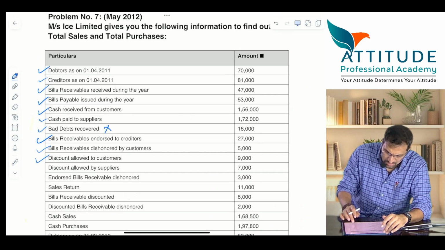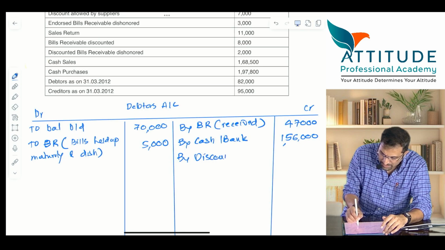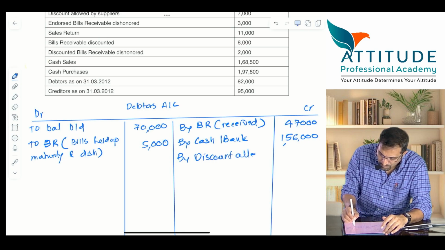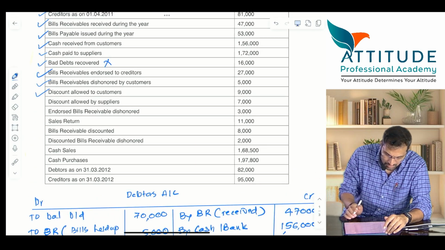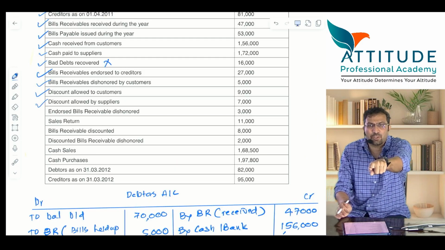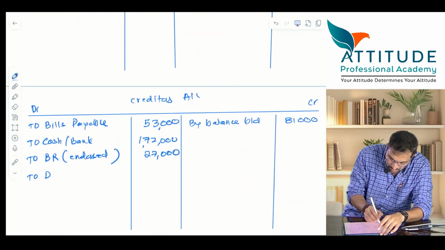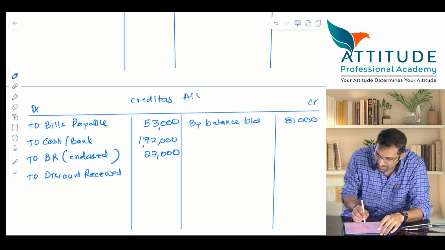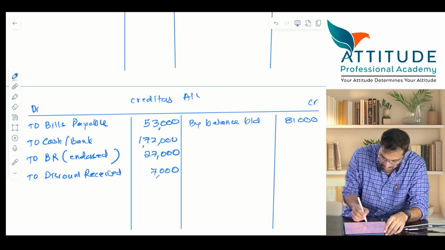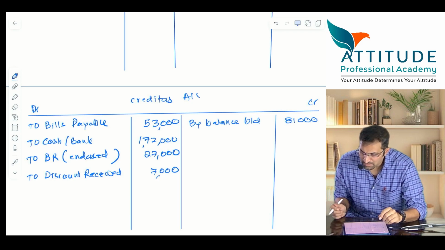Discount allowed to customers, 9,000. Where will it come? By discount allowed. Discount allowed account debit to debtors, correct? Amount 9,000. Next, discount allowed by suppliers. Supplier is allowing you a discount. It means that for you it is discount received. Entry: creditors account debit to discount received. Liability comes down and income increases. Is that clear? Amount is 7,000. Next. Done? What else is there?